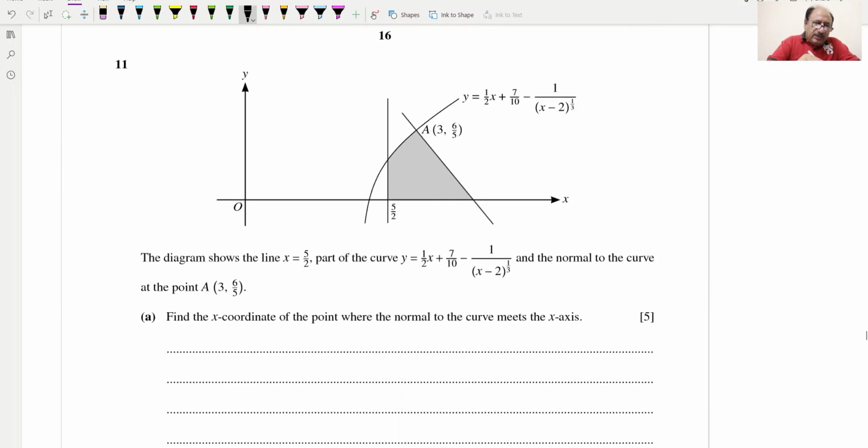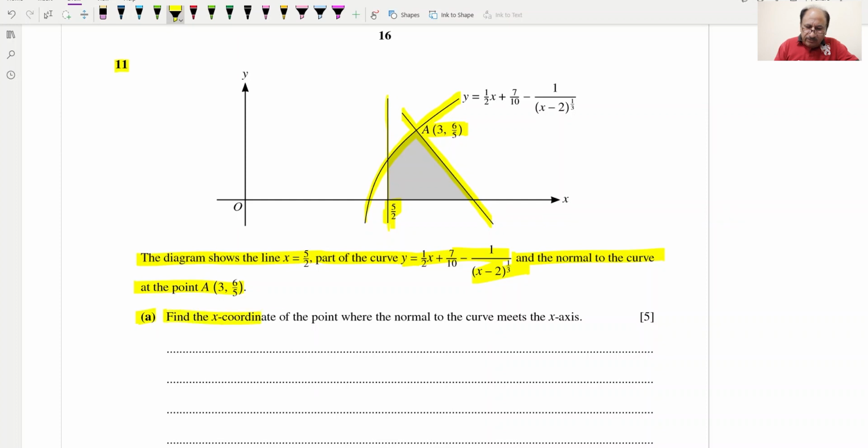Now question number 11. Question 11 has a diagram provided. The diagram shows the line x is equal to 5 by 2, and part of the curve, this one. So this is part of the curve provided, and this is the point, and this is basically the normal to the curve.